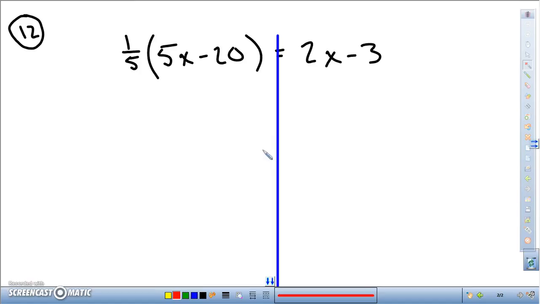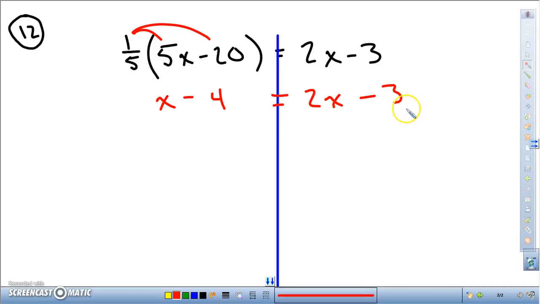Right, once again, in number 12, I am distributing a fraction. Okay, so I have 1/5 times 5, which gives me 5/5, or 1x. Then 1/5 times negative 20, which gives me negative 20 over 5, which reduces to negative 4. Your equal sign stays on the line, and your 2x minus 3 comes down.